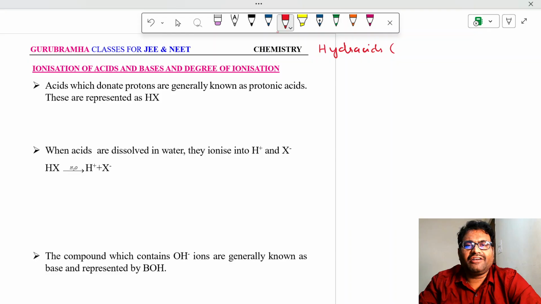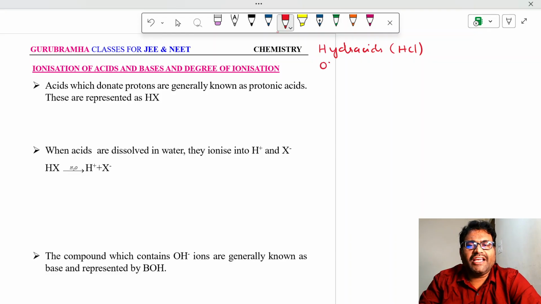Which contain an electronegative element along with the hydrogen. For example, HCl. What does this contain? An electronegative element along with hydrogen. These are called hydra acids.